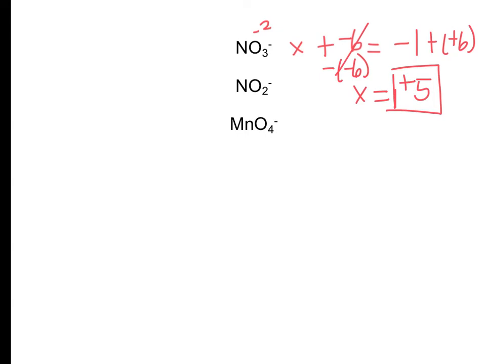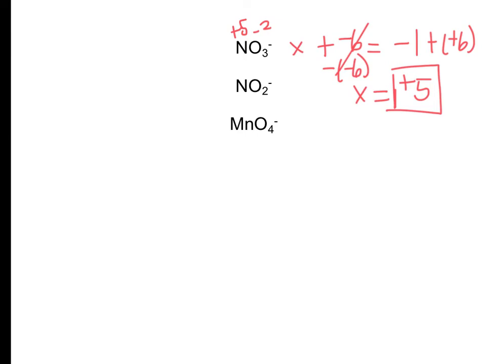And you can do the math in your head too, right? So 3 times negative 2 is negative 6. So negative 6 plus what has to equal negative 1. That's how the nitrogen becomes plus 5, right? 5 plus negative 6 equals negative 1. Okay, so we do the next one.